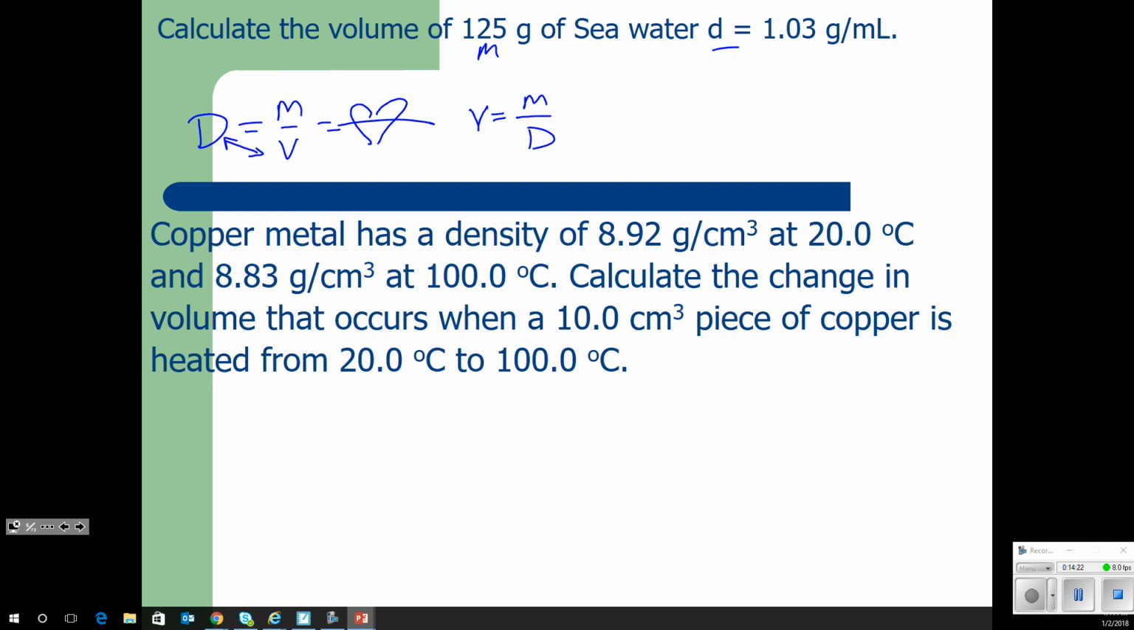When I do that, I can put in 125 grams divided by 1.03 grams per milliliter. At this point, grams will cancel out, and I will get milliliters, because 1 over 1 over milliliter is a milliliter. When I take and divide this, it's going to be a little less than 125, right? Because I'm dividing by a little more than 1.